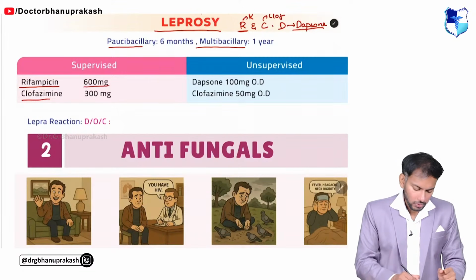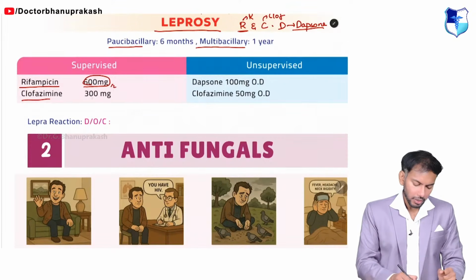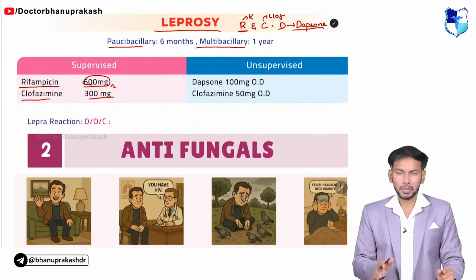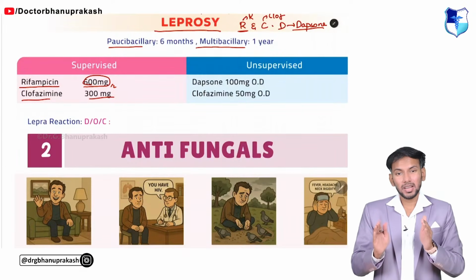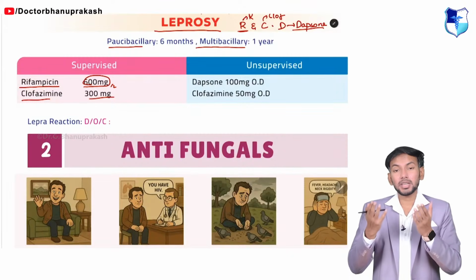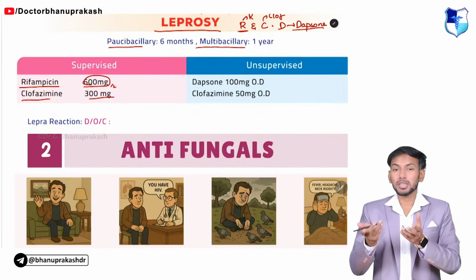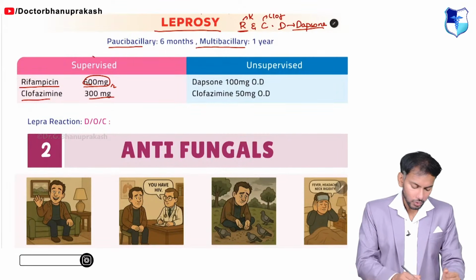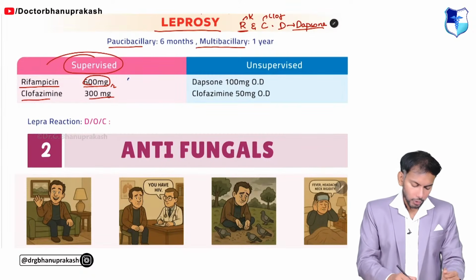So, remember one dose, 600 mg for rifampicin, you divide by 2, it will become 300 for clofazimine. Okay. So, rifampicin 600, and clofazimine 300. You have to give it to the patient in front of you. He has to take those tablets in front of you. Yes, that is what is known as supervised. So you give it once, okay, in the first day of the month.